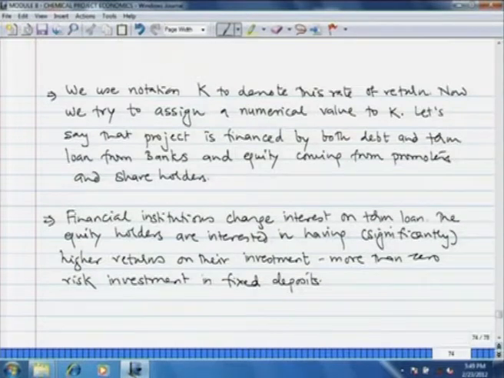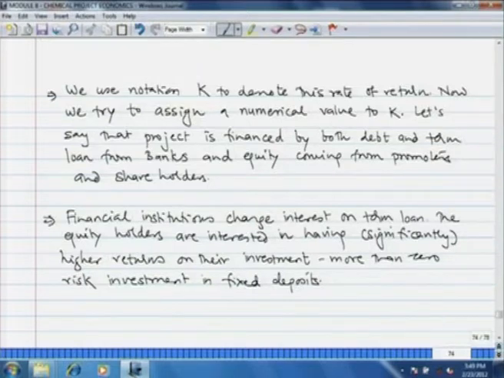Now we try to assign a numerical value for k. Let us say that our project is financed by both debt, a term loan from the bank, and equity coming from promoters and shareholders. So we have contributions in the form of debt and term loan from the bank and in the form of public money, equity or shares.